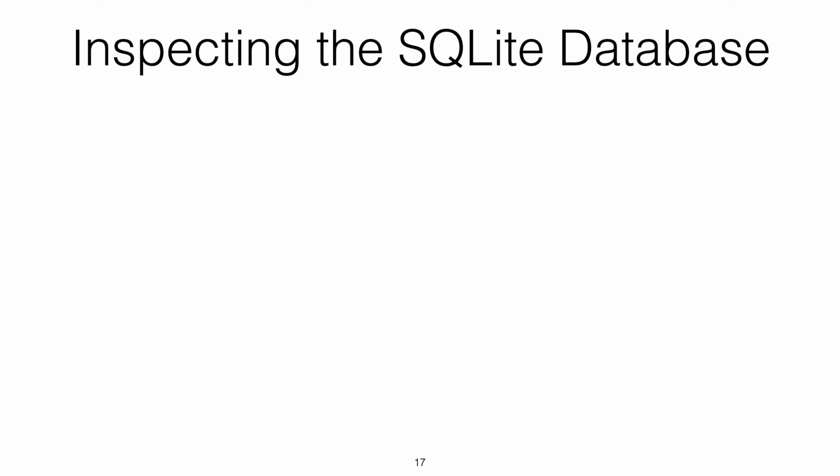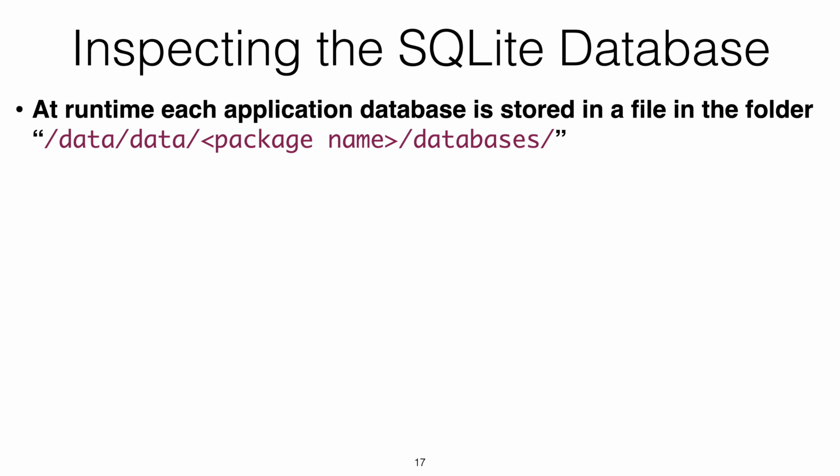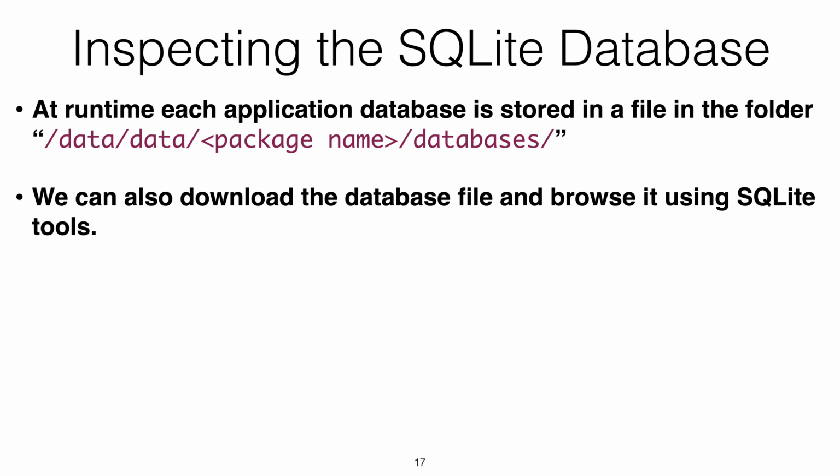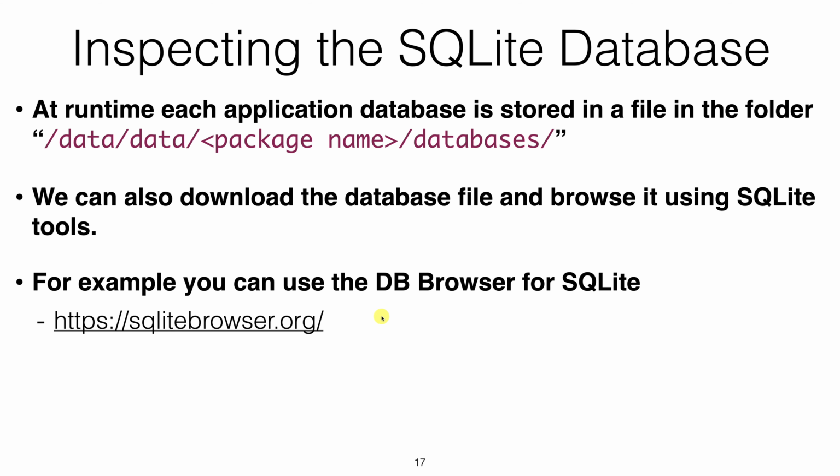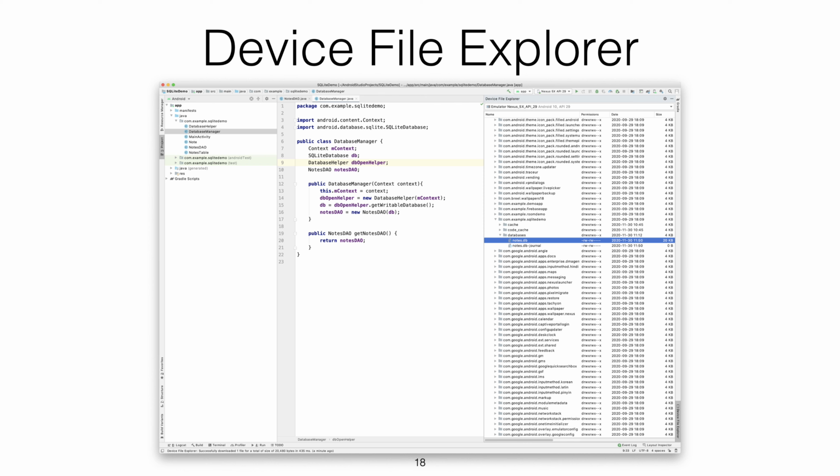Right now. After you do all of that, if you want to inspect the database, what happens is that the database is created and is stored in a folder inside the emulator or inside the device under data, the package name of your application, and then databases. It's a file. So you can download the file onto your computer and then use some SQLite tools to actually query it. For example, there is a very popular one called DB Browser for SQLite, and you can download it there. And basically you use the device file explorer, right?